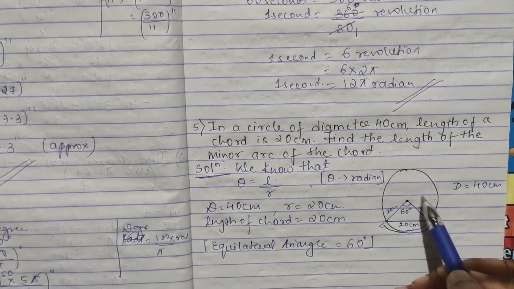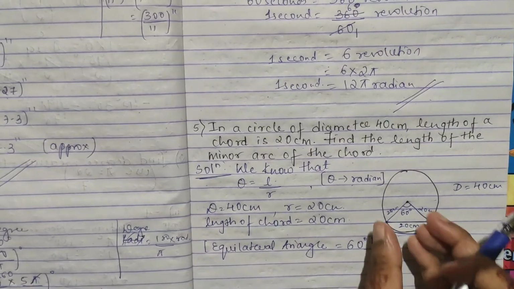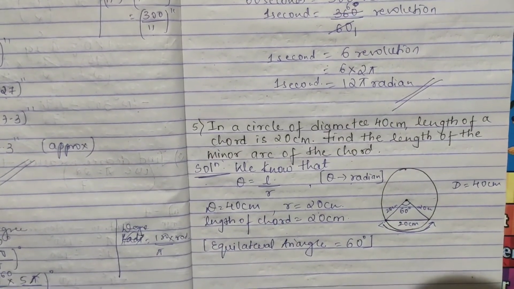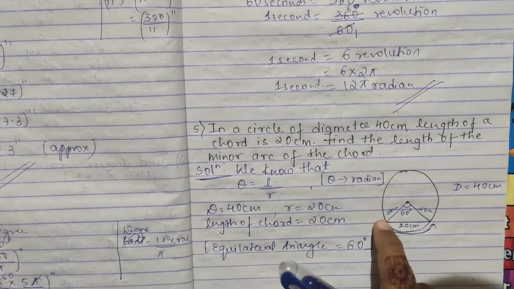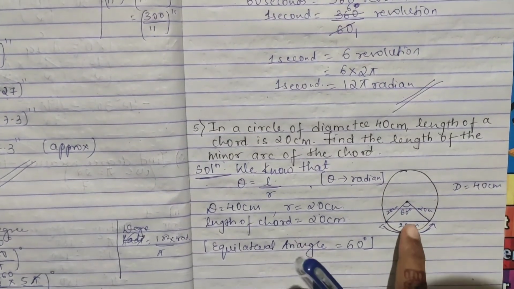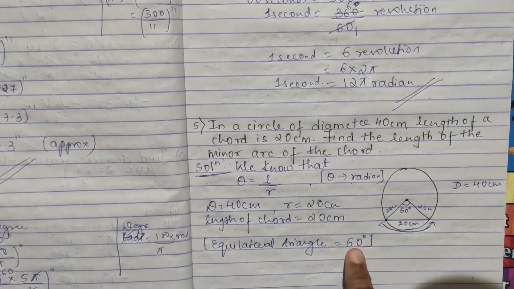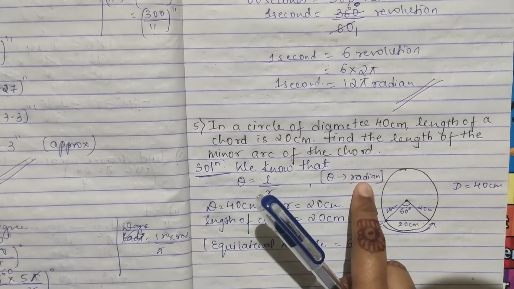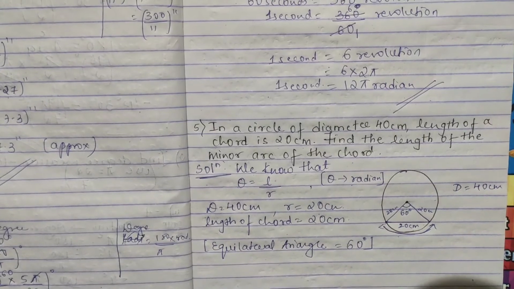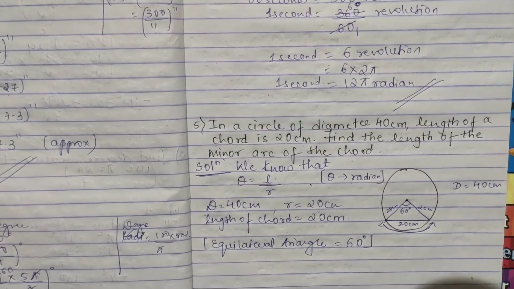So the three sides of the triangle are also 20, which means it is an equilateral triangle, and from an equilateral triangle we know that each angle is 60 degrees, because all three sides are equal. So from here we got our theta, but here we have got theta in degrees, and you have to get it in radians.